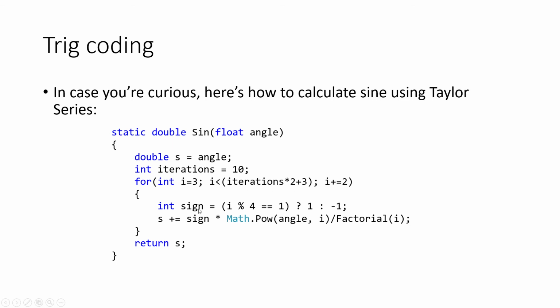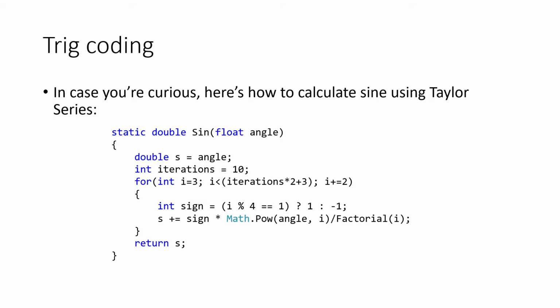So 10 times it's going to take the sine, and that's going to work out whether the sign should be 1 or minus 1. That's a ternary function. It's basically like doing an if statement in one line. So if i divided by 4 gives you a remainder of 1, then we have a positive sign, otherwise we have a negative sign.